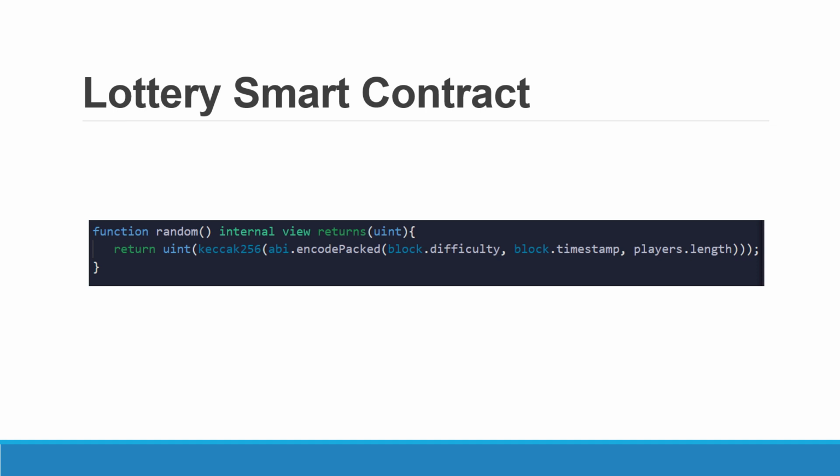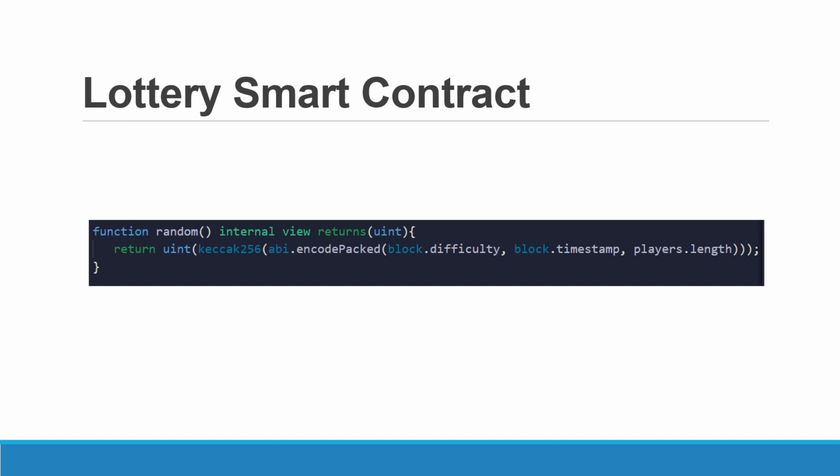Especially if you are a miner, you know the current block.difficulty, or you can predict what the block.difficulty might be in the coming future. Then we have block.timestamp. Again, this is something you can predict, especially if you are a miner, because block.timestamp is something you can actually control a little bit. And if you can control this block.timestamp, then you can also get a predictable result.